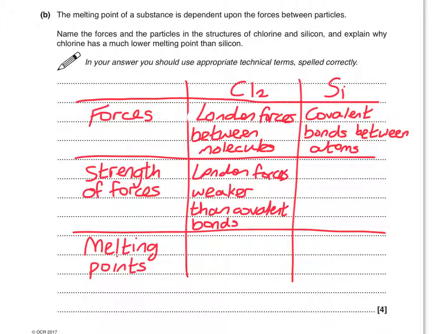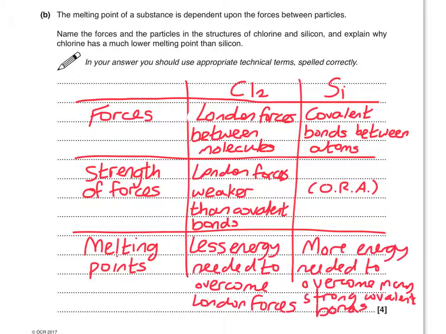So in this case, you could either say London forces are weaker than covalent bonds, or under silicon you could say the opposite, the covalent bonds are stronger than London forces. For melting points, you need to do it in terms of energy needed to overcome forces or bonds. So less energy needed to overcome London forces, or more energy needed to overcome many strong covalent bonds, needs to be put next to the appropriate element.